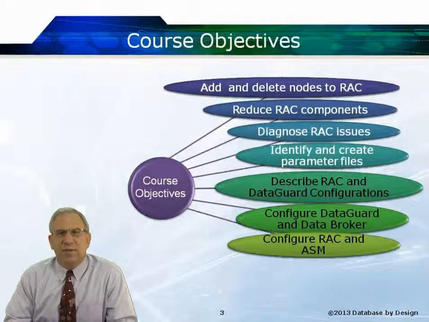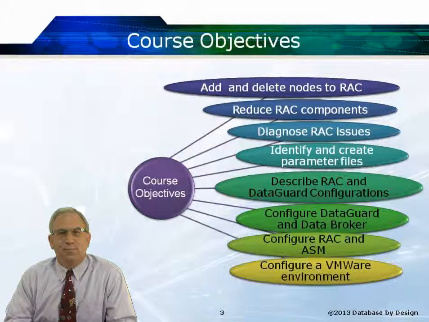RAC and ASM, these are very intertwined in an Oracle 11G R2 environment. In order to have 11G R2, you must have ASM, or the Grid Infrastructure Architecture, which is basically the same. Oracle's kind of renamed this in 11G R2 to the Grid Infrastructure Architecture. And we will learn how to configure RAC as well as ASM.